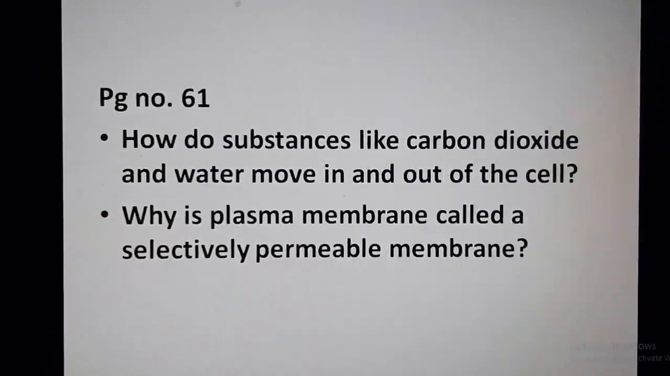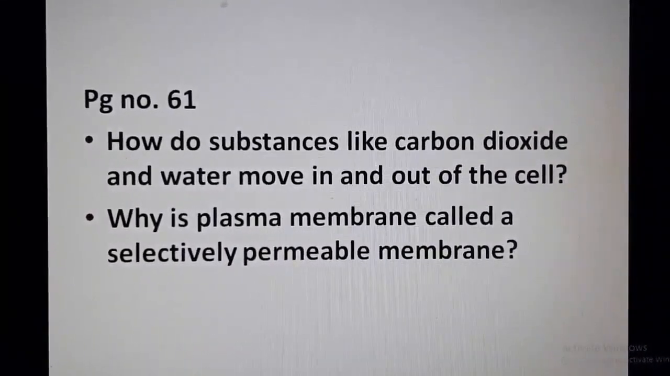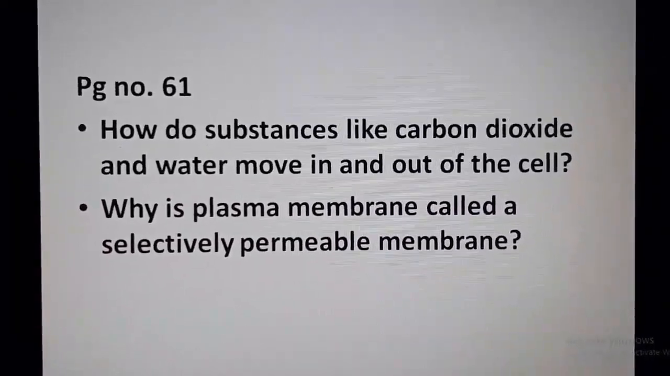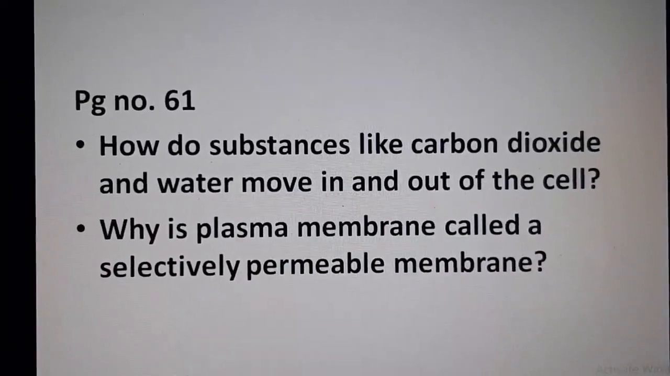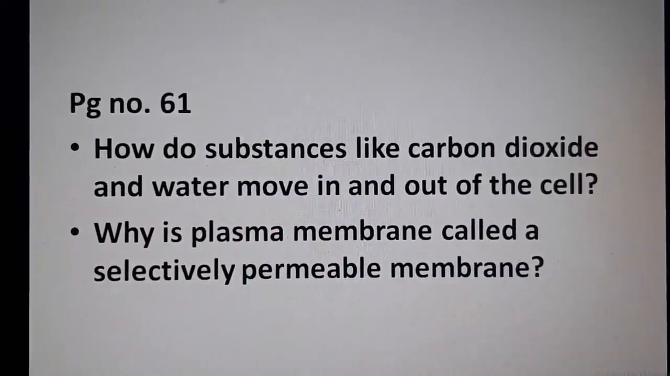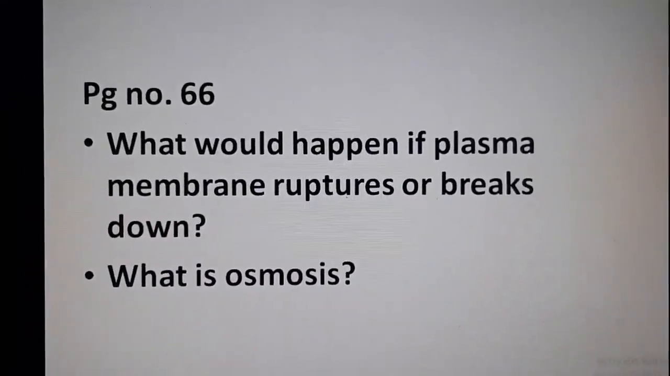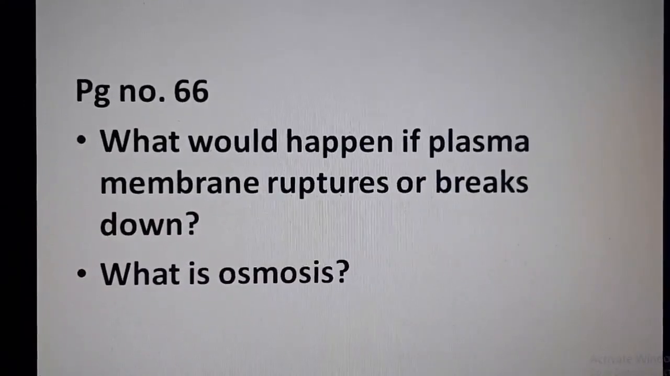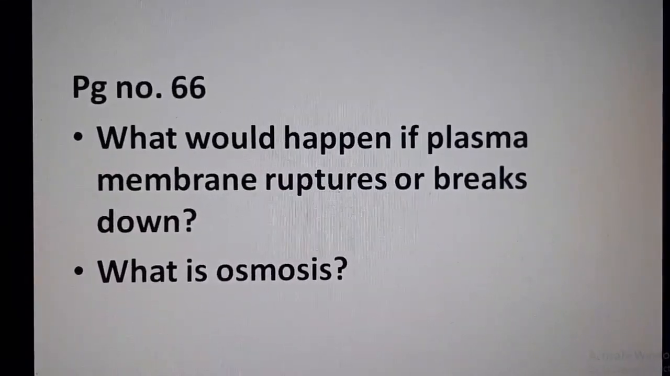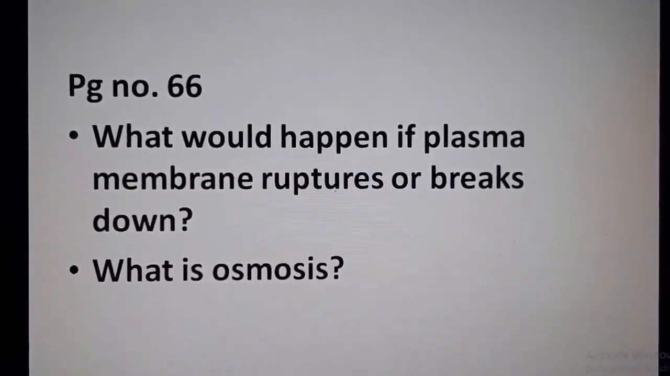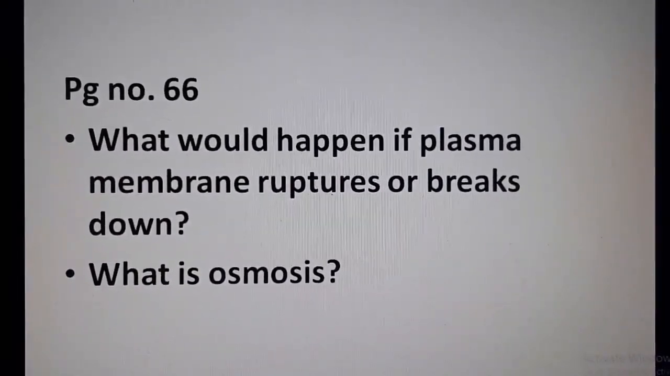Page number 61. Question number 1: how do substances like carbon dioxide and water move in and out of the cell? Second question: why is plasma membrane called a selectively permeable membrane? Page number 66. The question is: what would happen if the plasma membrane ruptures or breaks down? Question number 2: what do you mean by osmosis, or what is osmosis?